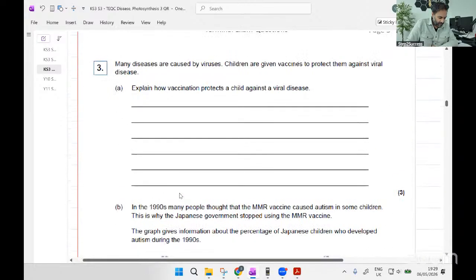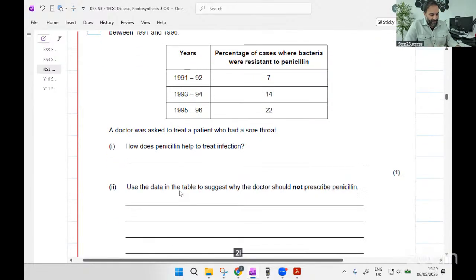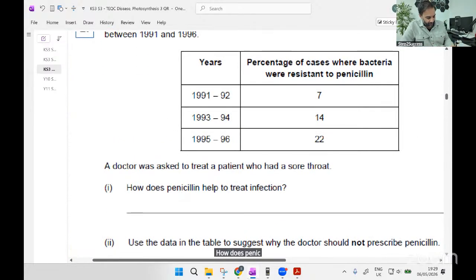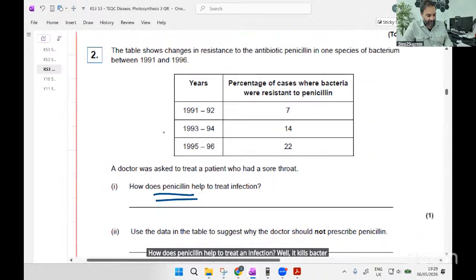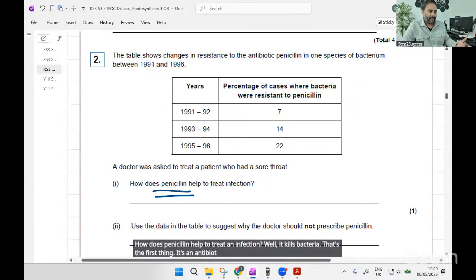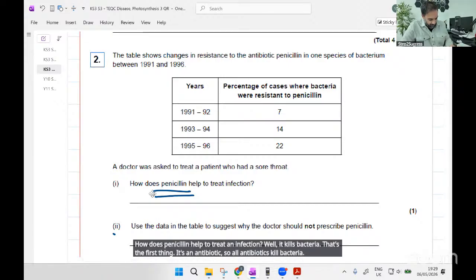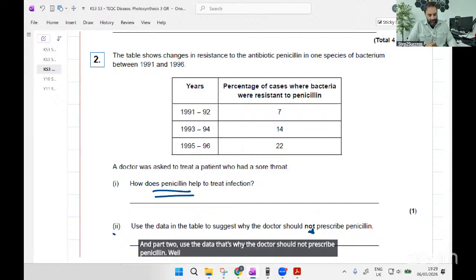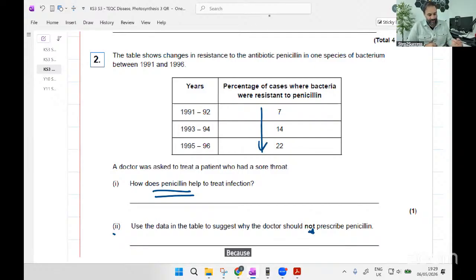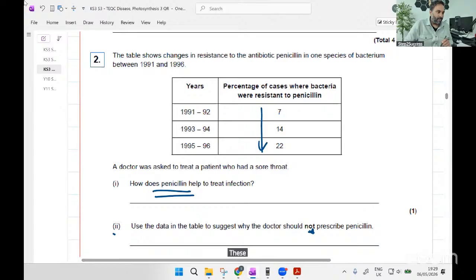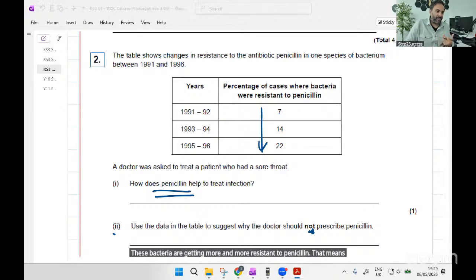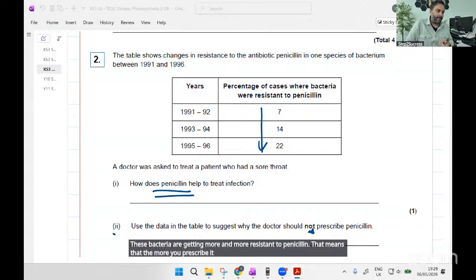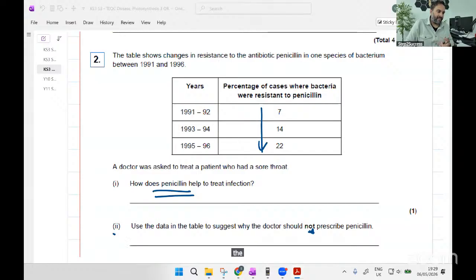2I. How does penicillin help to treat an infection? Well, it kills bacteria. That's the first thing. It's an antibiotic. So all antibiotics kill bacteria. And part two, use the data to say why the doctor should not prescribe penicillin. Well, because it seems as though these bacteria are getting more and more resistant to penicillin. That means that the more you prescribe it, the more they get resistant to it.